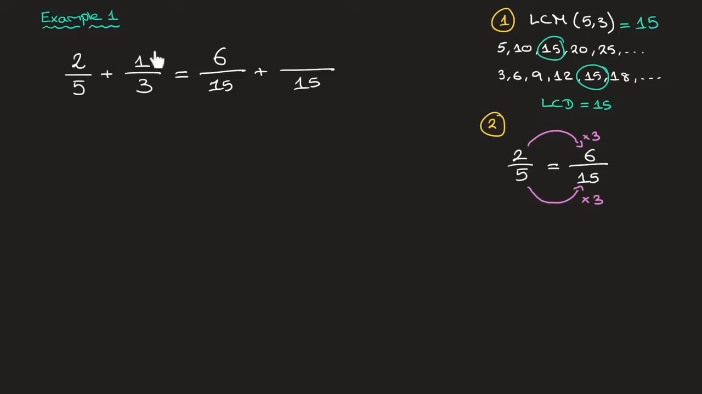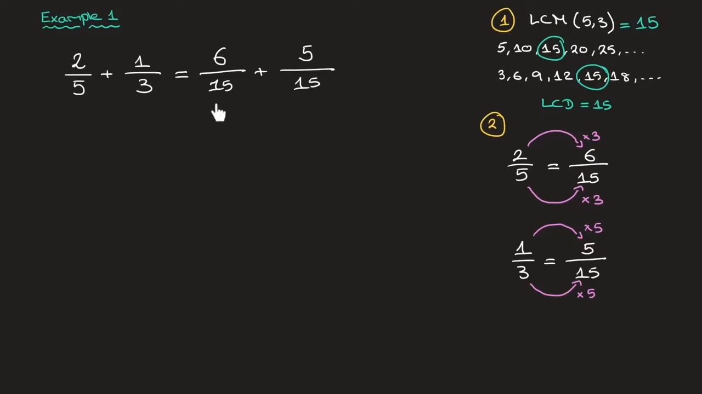Now we do the same for the second fraction, 1 over 3. And so we go ahead and write 1 over 3 is equal to something over 15. And now to get from 3 to 15, we would have to multiply 3 by 5. And since we multiplied the bottom of the fraction by 5, we need to multiply the top of the fraction by 5 as well. And 1 times 5, well, that's 5. So the second fraction in this addition is 5 over 15.